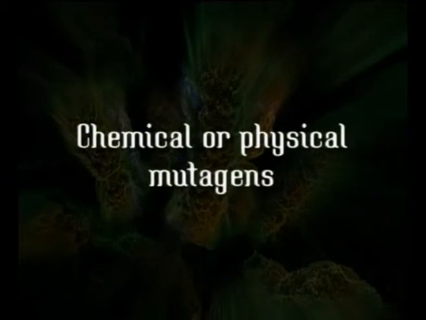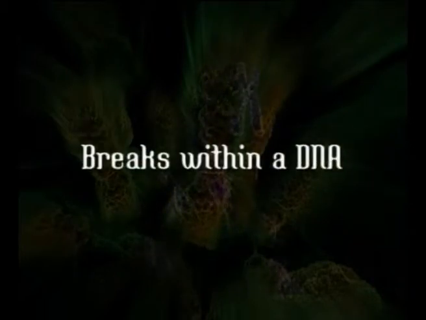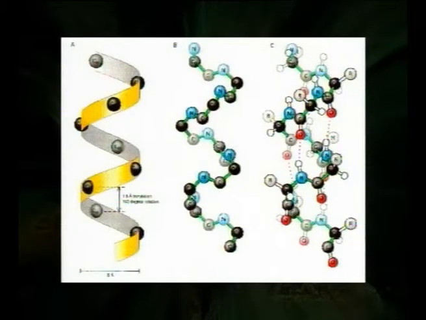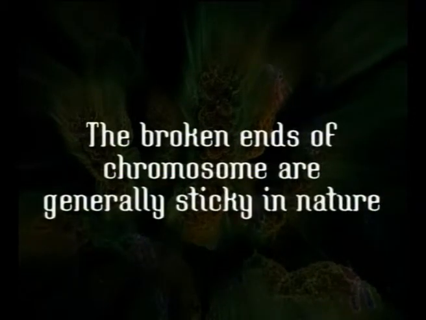Similar breakage can also be induced with the help of chemical mutagens or with the help of physical mutagens like X-rays, gamma rays, etc. These mutagens have the ability to break phosphodiester bonds within the DNA molecules and hence induce breaks within the DNA. After the break has taken place, these broken ends of the chromosome are generally sticky in nature. Sticky means that these broken ends have the ability to fuse with any other broken end.